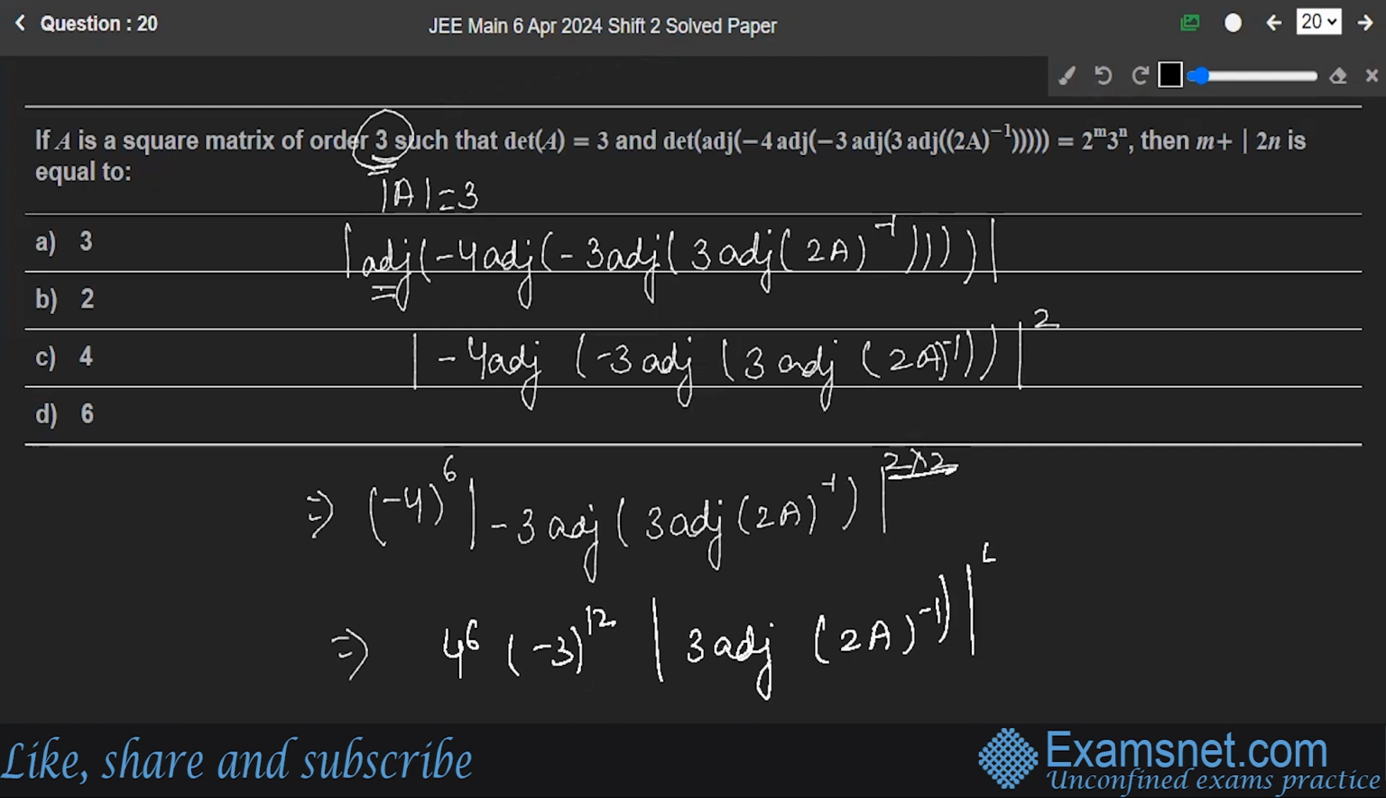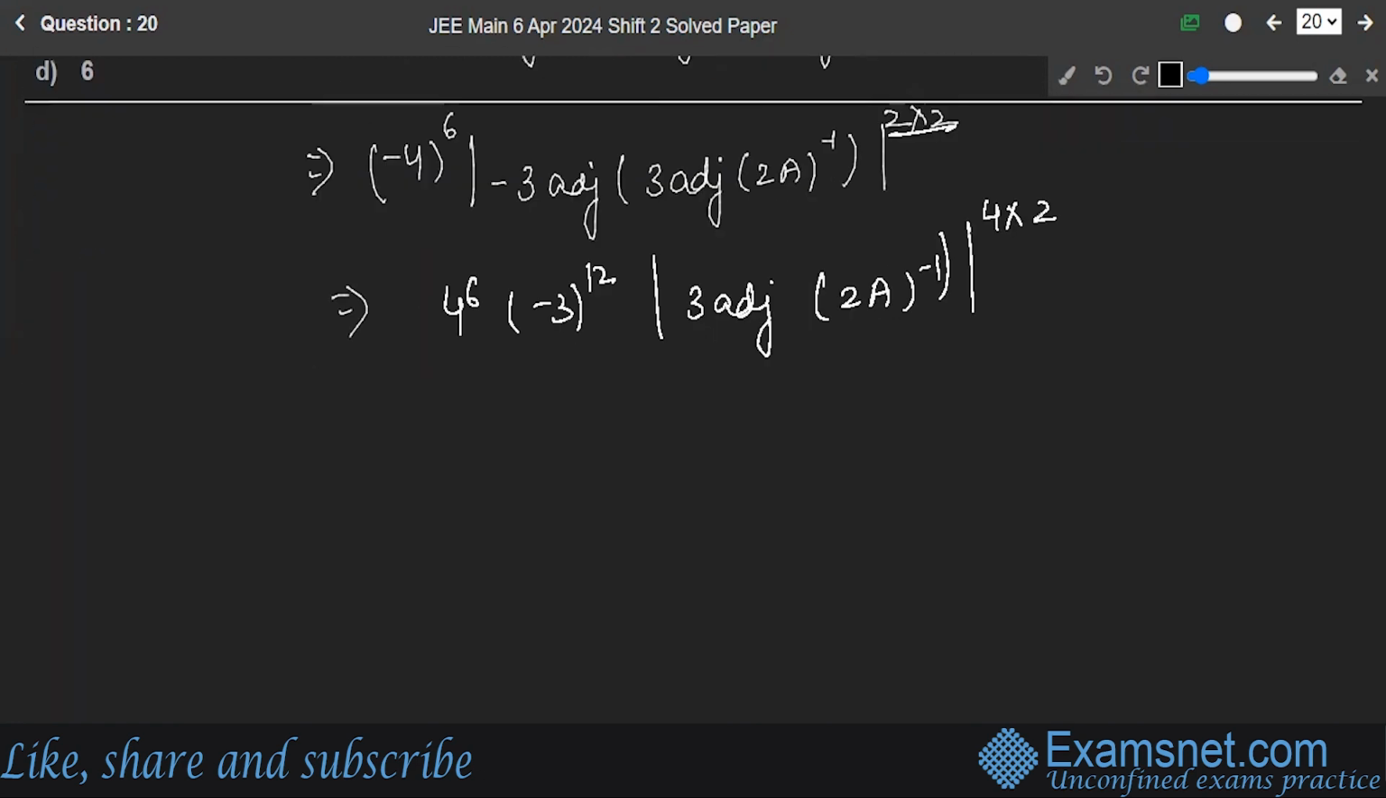Here is, there was 4. So again, 4 into 3 minus 1, that is 2. This gives me 4 power 6, or this is 2 power 12 and 3 power 12, right? And again, now I'm taking this 3 outside. So this is 6 and, sorry, 8.